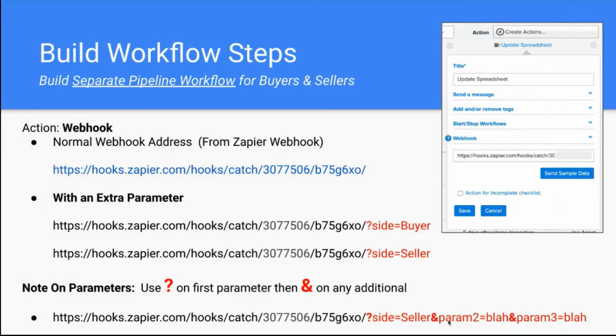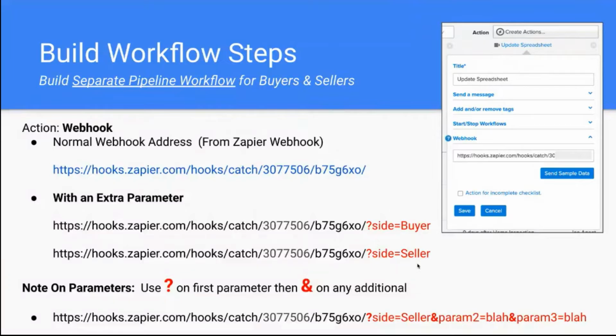If I needed additional items, like a parameter 2 or parameter 3, and it contains whatever, in this case, I would use ampersands for anything after that. So the question mark is always right after the URL, and the ampersand is for any additional parameters after the first one. Just a little notation there. I'm not using these, but I want to make sure that you guys knew it. That way you can pass extra information.